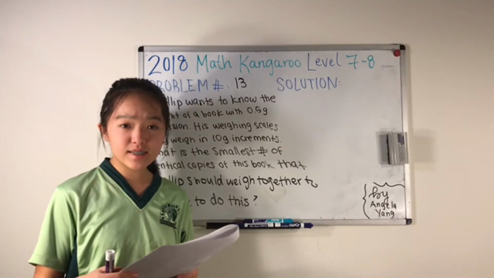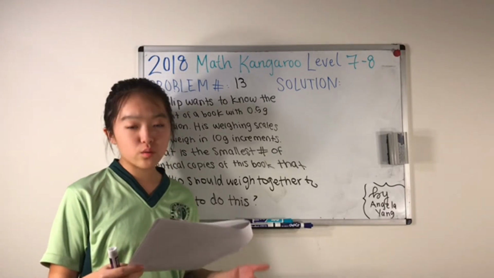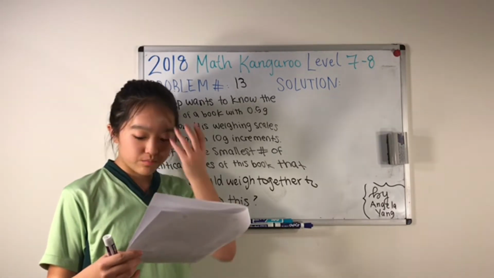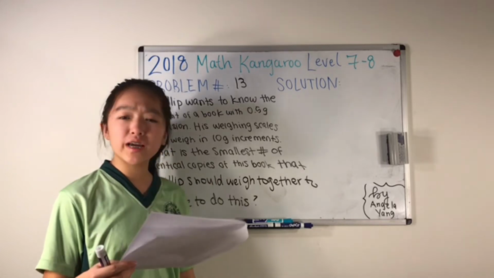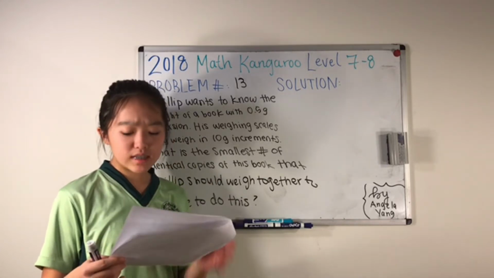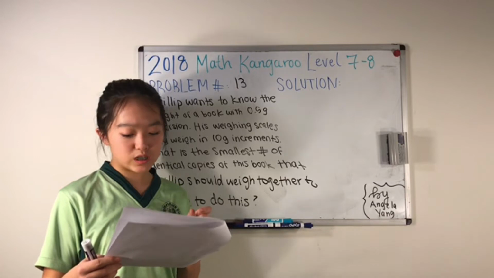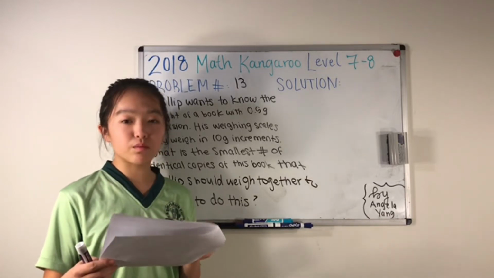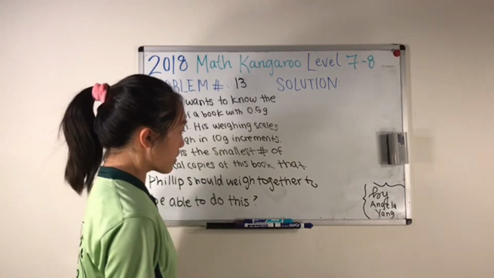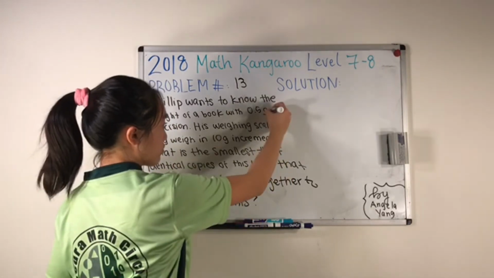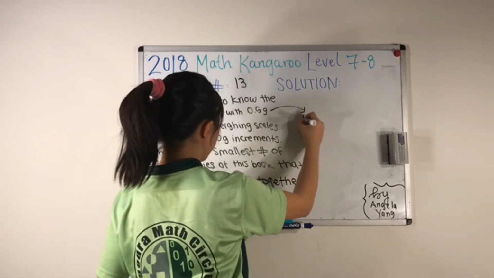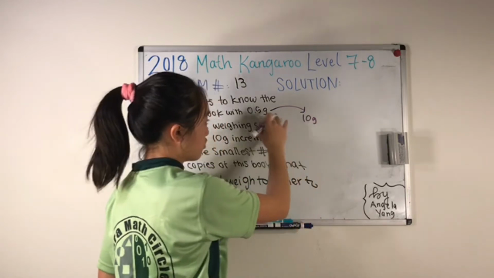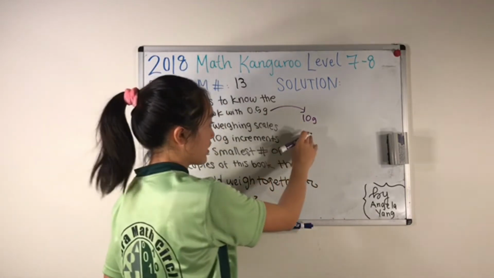Problem number 13 says, Philip wants to know the weight of a book with a 0.5 gram precision. His weighing scales only weigh in 10 gram increments. What is the smallest number of identical copies of this book that Philip should weigh together to be able to do this? So in order to solve this, we just find out how many times 0.5 grams goes into 10 grams, because we have to be able to find how many copies and then divide that.